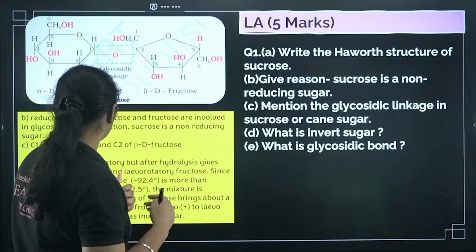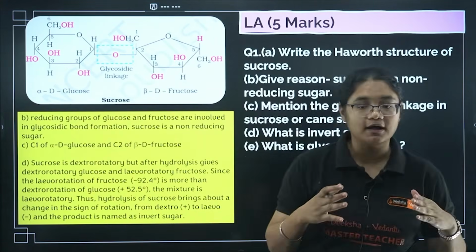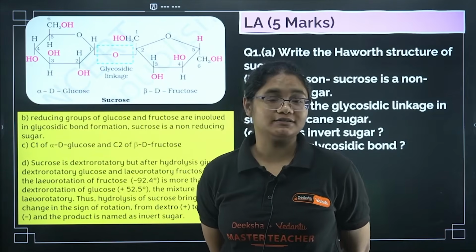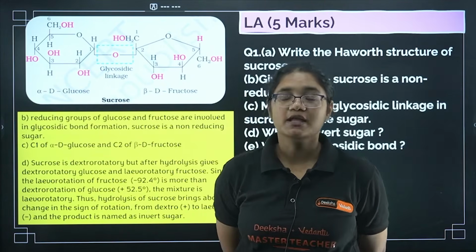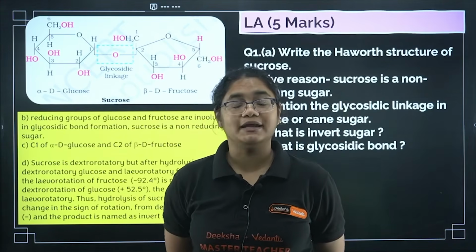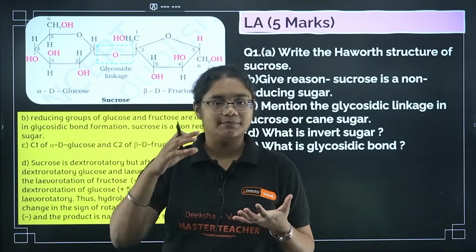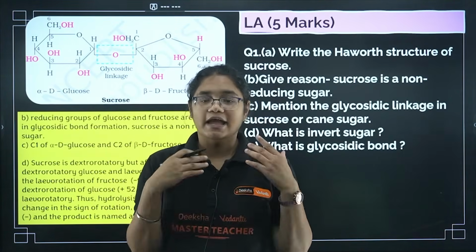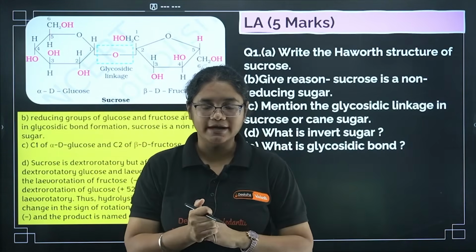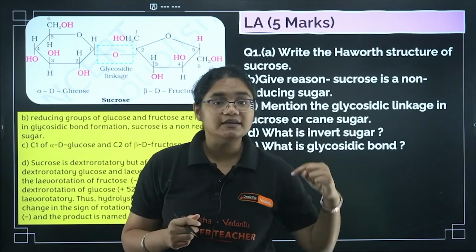What is invert sugar? We have understood when I discussed the preparation of glucose, right? We have studied that sucrose can undergo hydrolysis to give you glucose and fructose. Now sucrose is dextrorotatory. Dextrorotatory means it will rotate the plane polarized light in the clockwise direction. Now you have taken sucrose and you added some acid, so hydrolysis will take place. Once the hydrolysis has started, we have glucose and fructose in the sample, right? Now when you pass the plane polarized light, it will have levo-rotation.